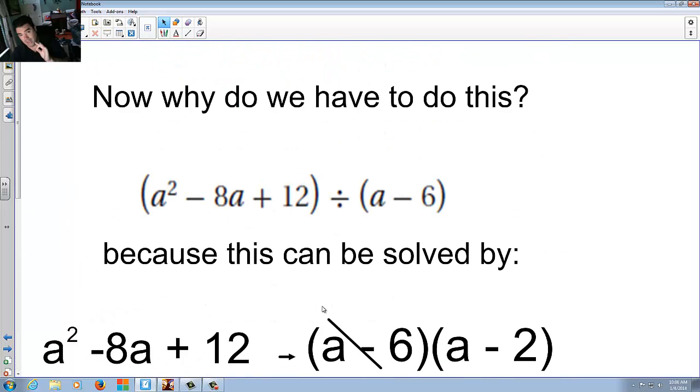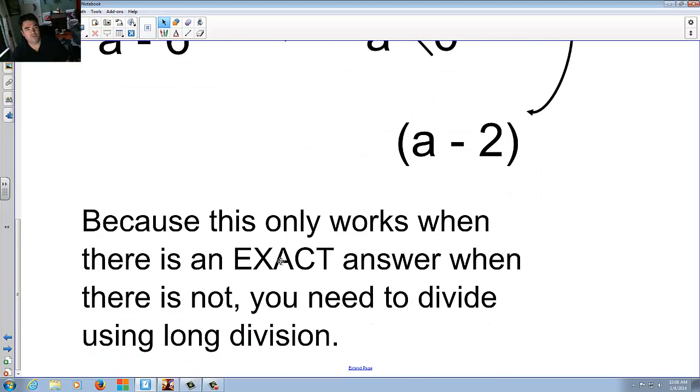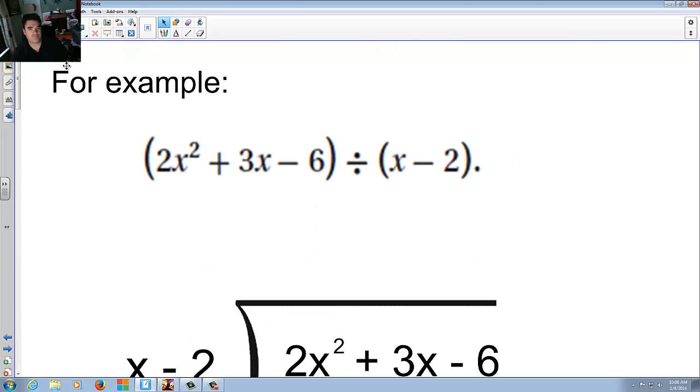This is the difference between Algebra 1 and Algebra 2. Algebra 1, they're all exact answers. You can go ahead and put them together, cancel out, you're done. Algebra 2, you need exact, and you won't always have exact answers. For example, 2x squared plus 3x minus 6 divided by x minus 2.